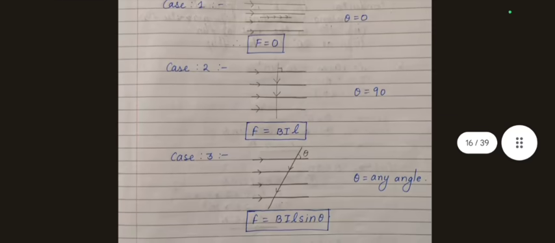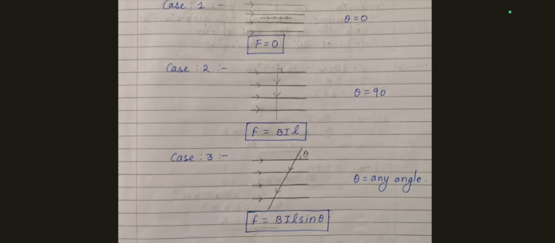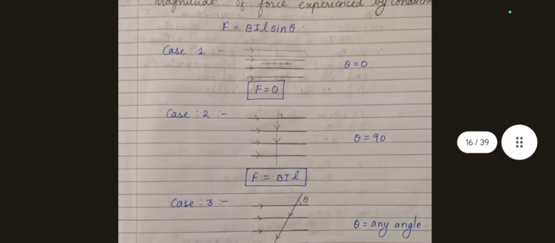So these 3 cases are important, and more than the cases, these formulas are important because a 6 mark question is asked, which I have kept further, that is based on these 3 formulas only. Believe me, they are very simple. Just remember this formula, F is equal to BIL sin theta. B is magnetic flux density, I is current, L is length, and theta is the angle.